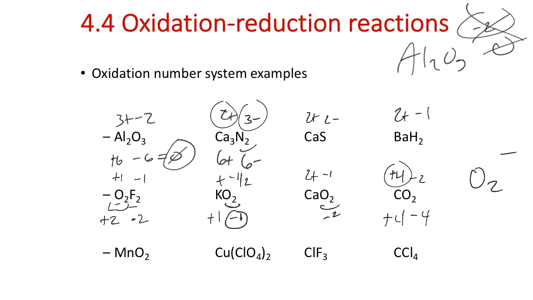MnO2. The trick here is that this isn't a peroxide or superoxide because those only form with an alkali cation. So this has to be just a regular oxide ion times two. So this is just manganese plus four oxide.